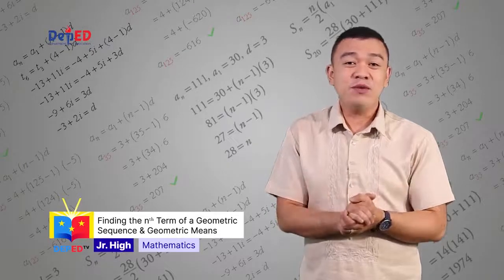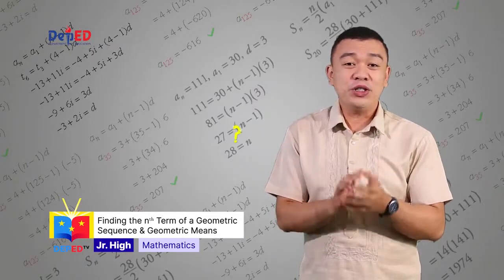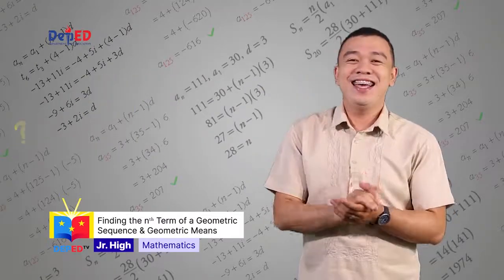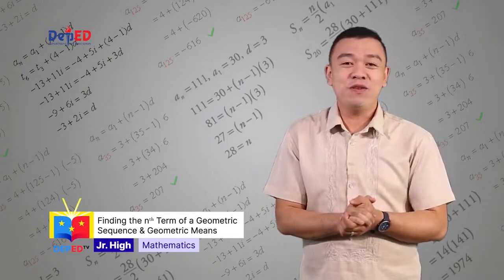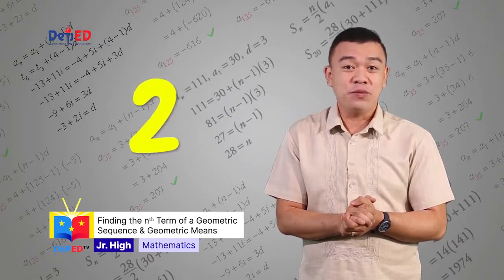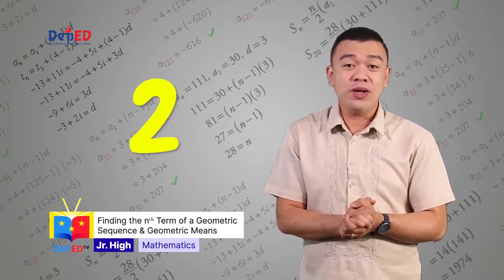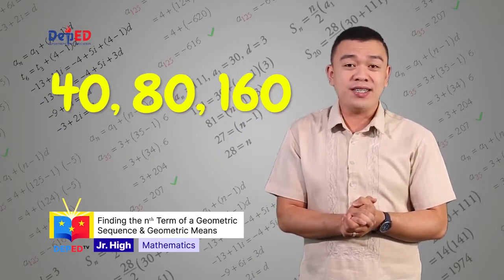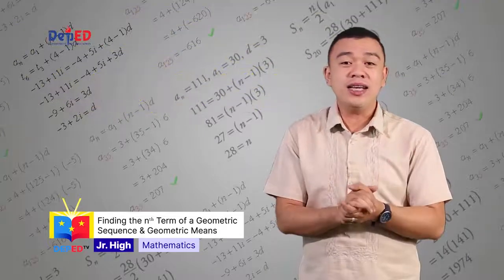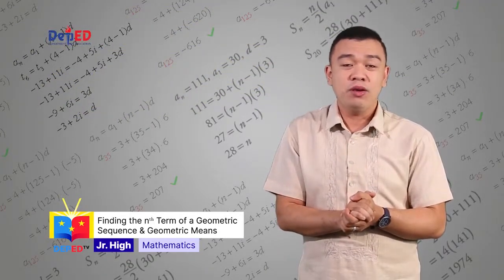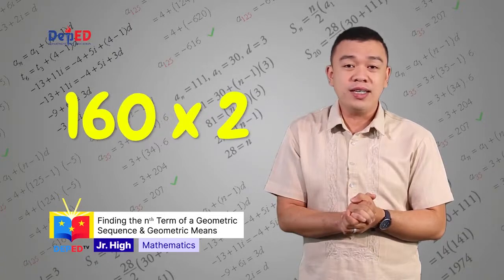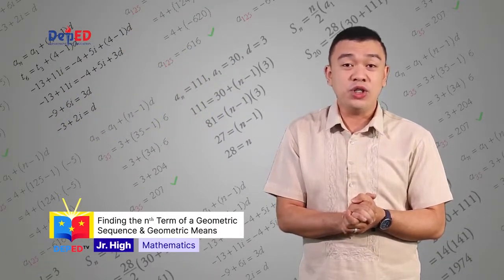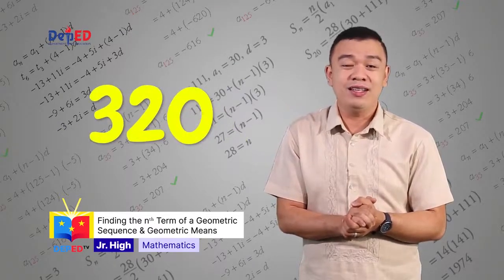First, let's determine the common ratio. What do you think the common ratio is? That's correct. The common ratio of this sequence is 2. Thus, the next three terms are 40, 80, and 160. And you can easily identify the seventh term when you multiply 160 by 2. You will obtain the seventh term, which is 320.